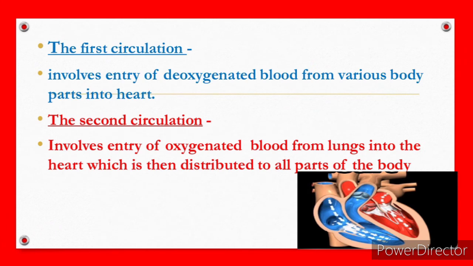First we'll see what is first circulation and second circulation. The first circulation involves entry of deoxygenated blood from various parts into the heart. As I told, the second circulation involves the entry of oxygenated blood from lungs into the heart, which is then distributed to all parts of the body.